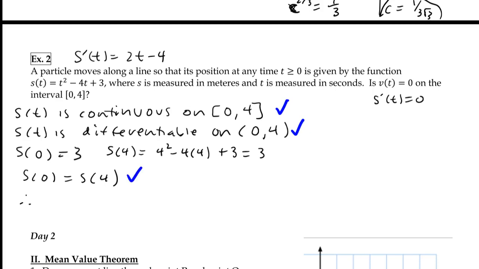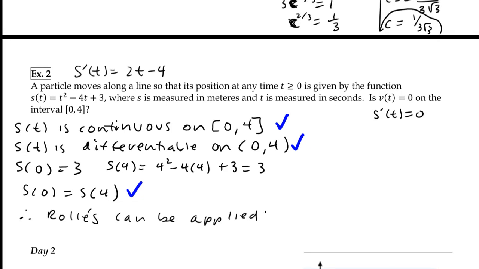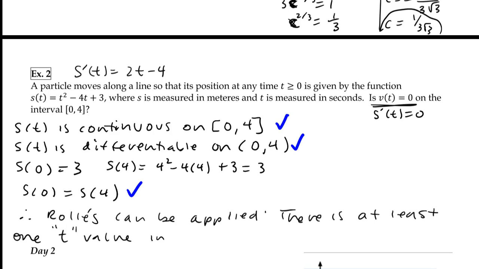Therefore, now what does Rolle say? Therefore, well, I already wrote therefore, we don't have to write it again. Therefore, Rolle's theorem can be applied. And what does that mean? That means that there is at least, in this case, we have a t value, right? Okay, they said is v of t equal to 0. So there is at least one t value, and then we have to say where is that located? Well, it's going to be between 0 and 4, such that, now here's where you have to be careful.